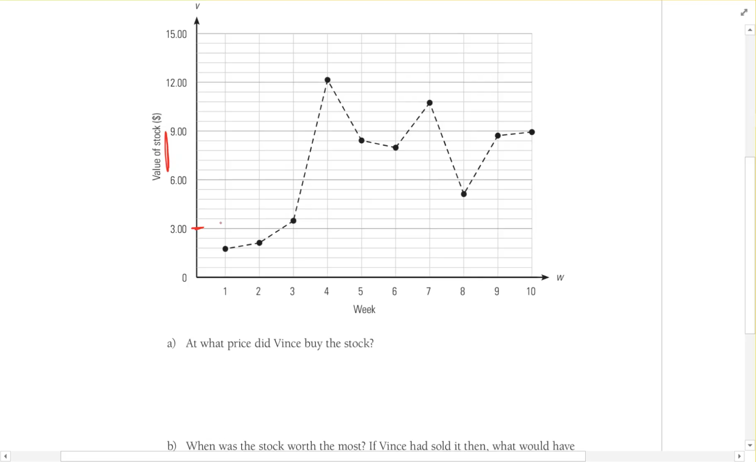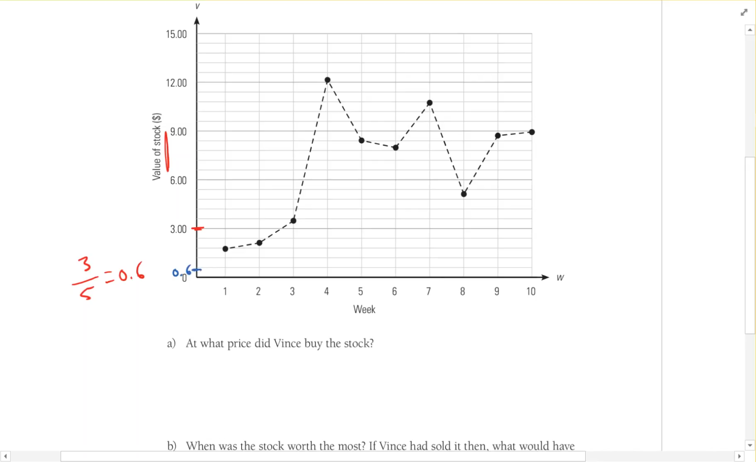What I would do is go, okay, well, this is at $3, and there are one, two, three, four, five ticks. If you go 3 divided by 5, that would tell you what every one of these ticks would be. So 3 divided by 5 is equal to 0.6. So that's telling us that every one of these ticks is 0.6.